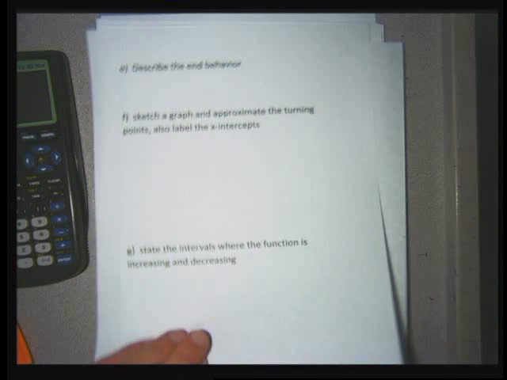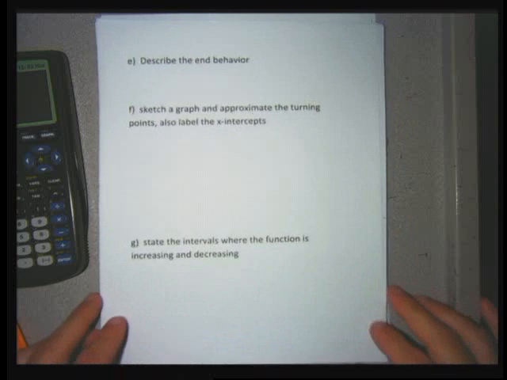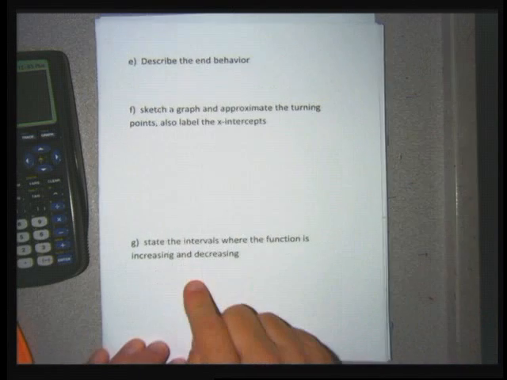So problem 6 says describe the end behavior. Sketch a graph, state the intervals where it's increasing and decreasing. All of these, I need a picture.